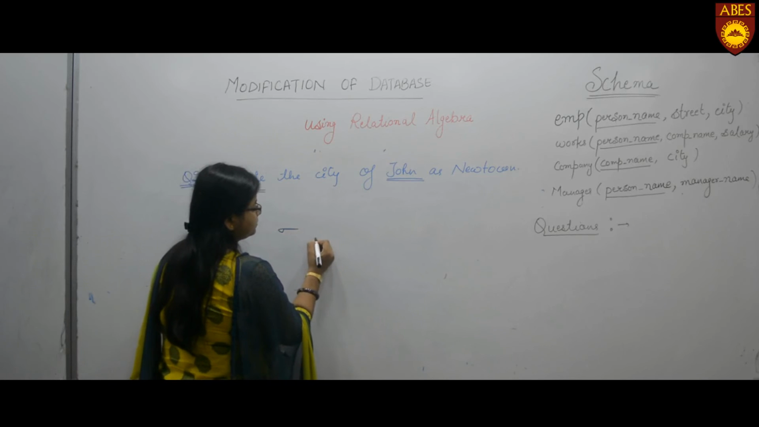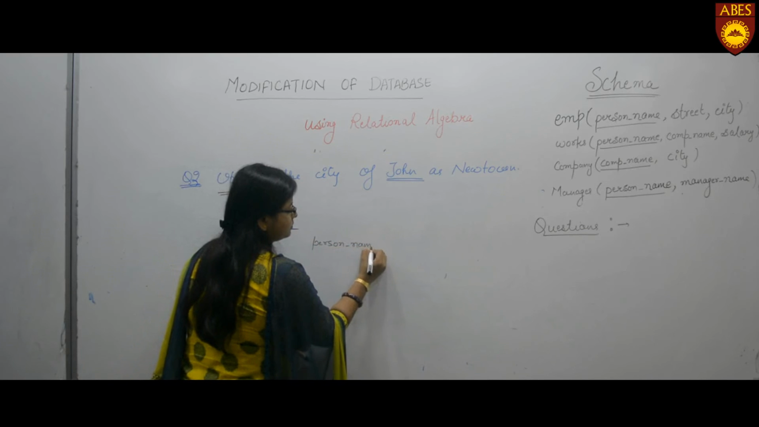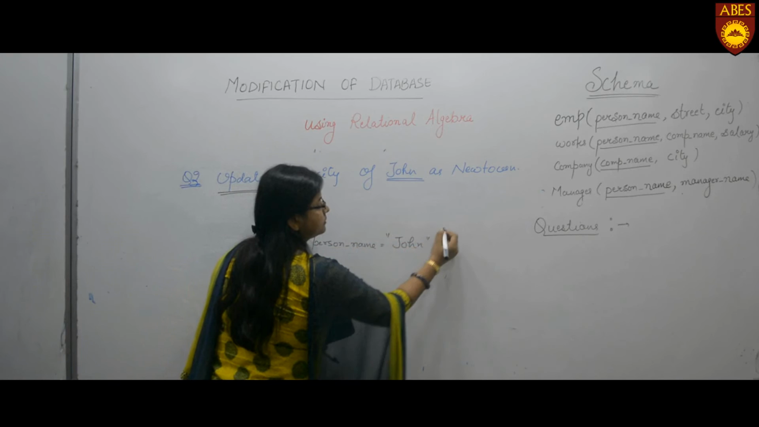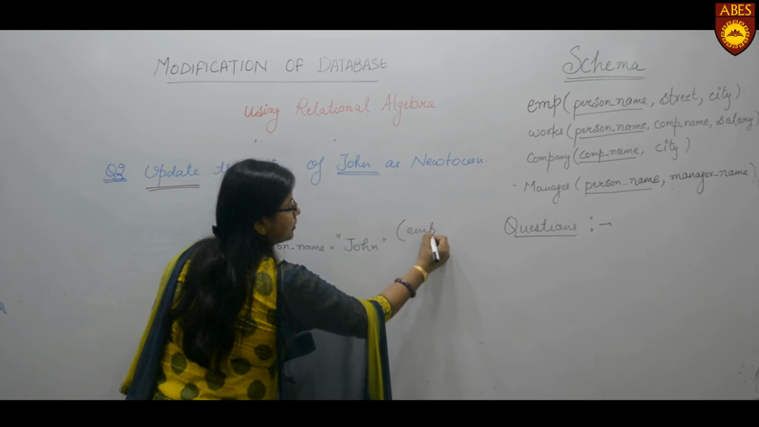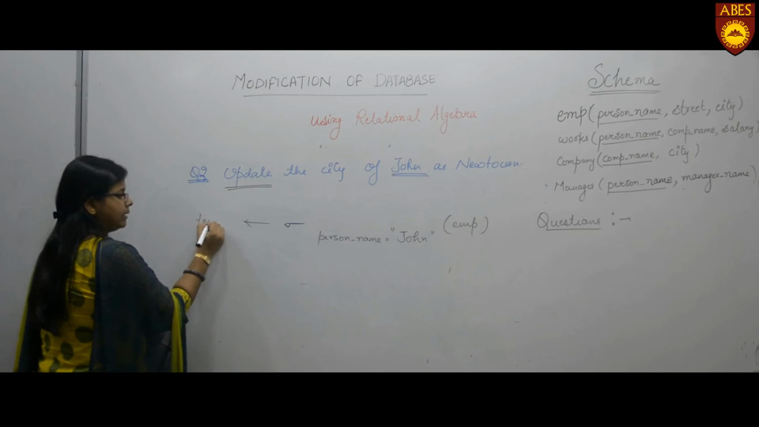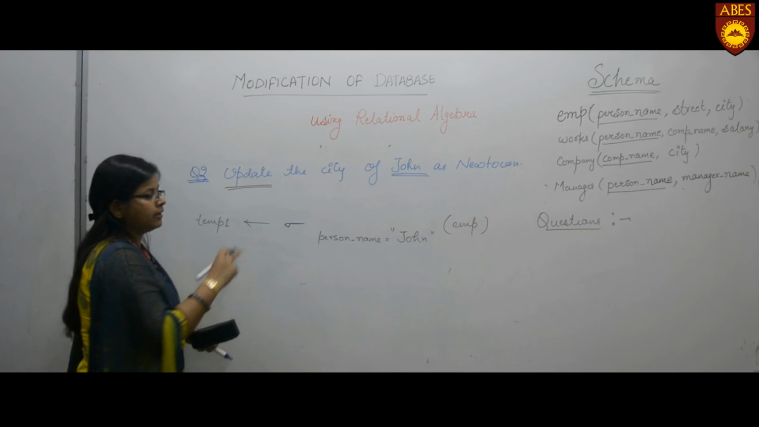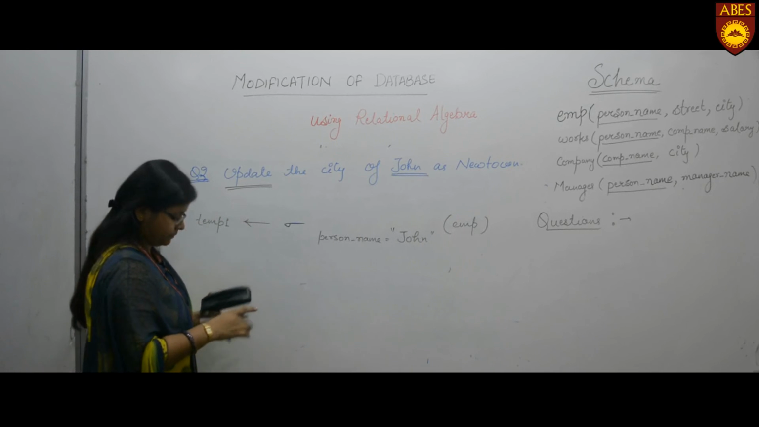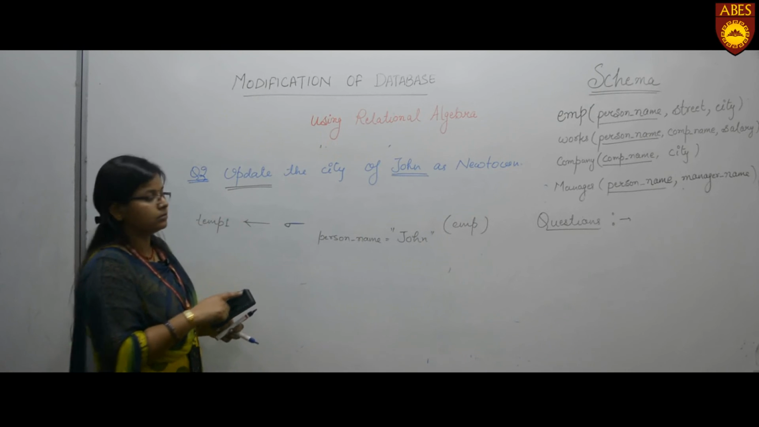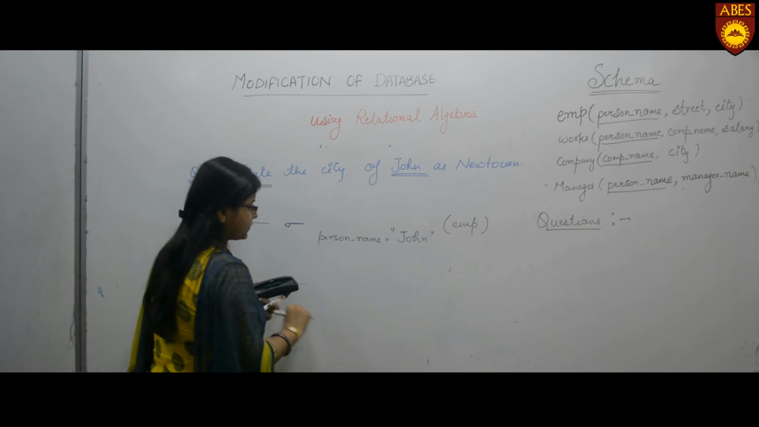So sigma person name equals John from EMP. These tuples will be retrieved in the temporary relation temp1. So temp1 is a collection of all the tuples where person name is equal to John. Now I will update the city attribute of EMP or temp1.